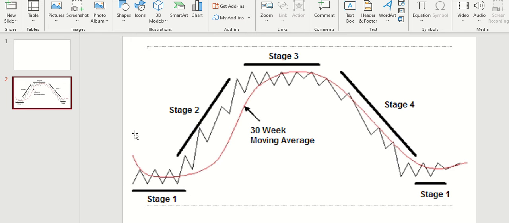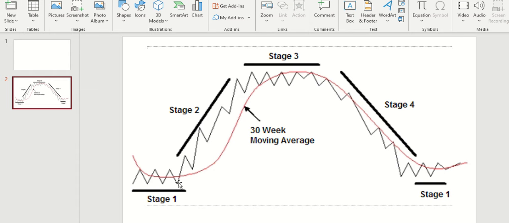So stocks exhibit, and all assets generally exhibit, 4 stages. The first stage is the consolidation phase, which basically does nothing, goes sideways. And you have a moving average, generally the 150-day, 200-day moving average, the longer-term moving average, flat, going nowhere.